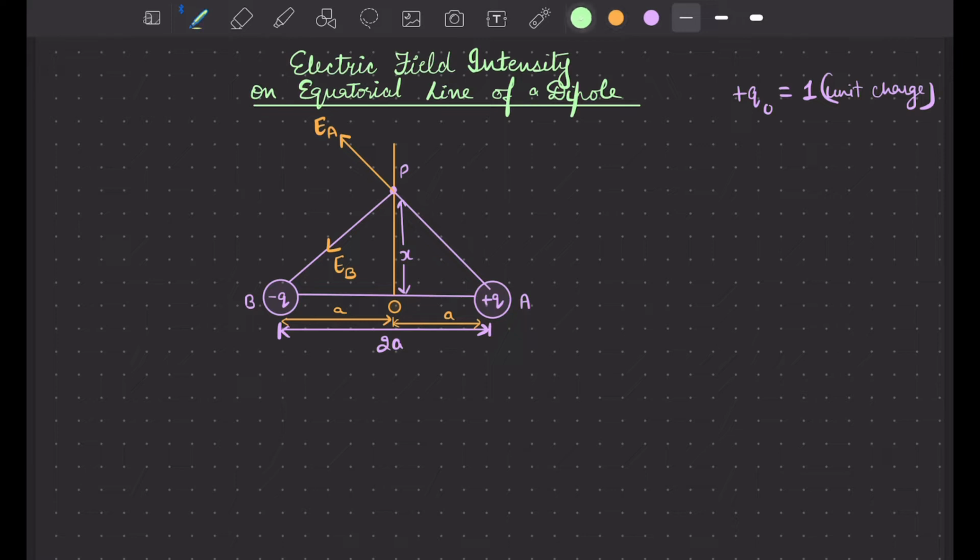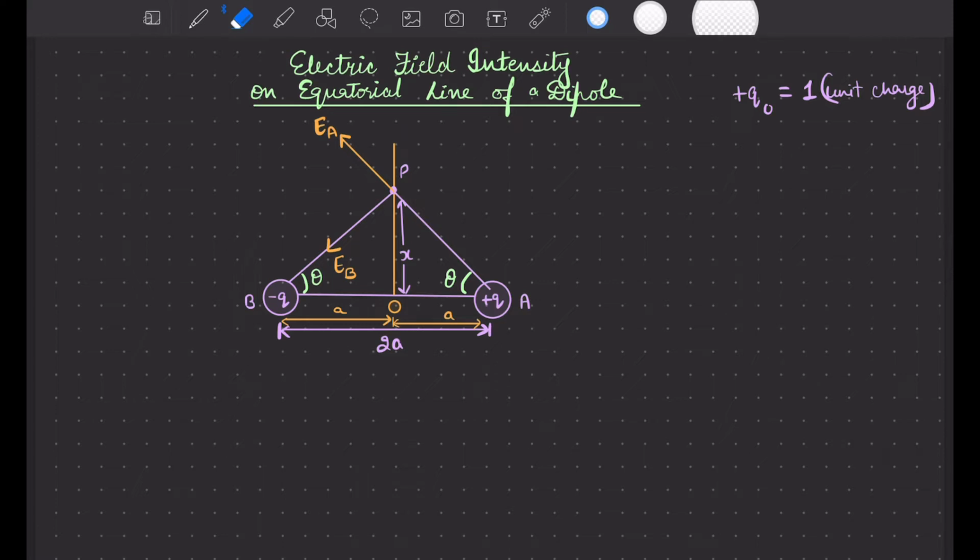Now let us suppose that this line makes an angle theta with this direction. So this line is also going to make angle theta with the horizontal direction, because point A is at the same distance from the center of the dipole as point B, and point P is lying at the same distance from both points, point A as well as point B.